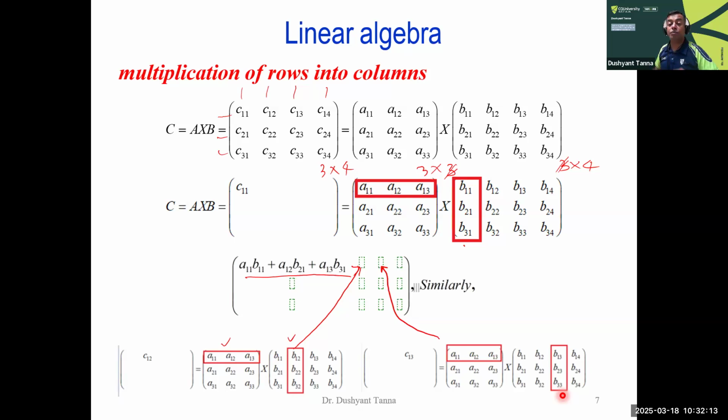If by mistake you do that, say by mistake you did first row of A with the third row of B, I'll tell you what will happen. Instead of a column of B, say by mistake you chose the third row of B. A11 with B31, A12 with B32, A13 with B33. This element is left over. So it should alert you that something is wrong, right?